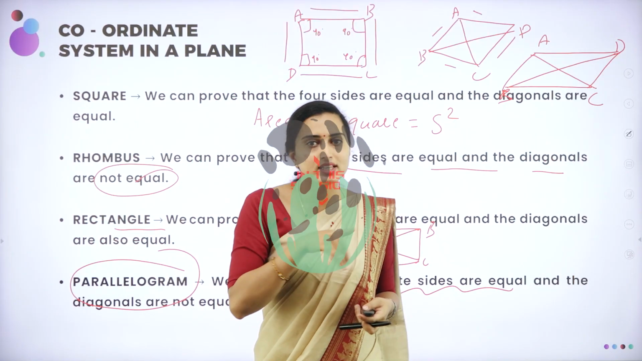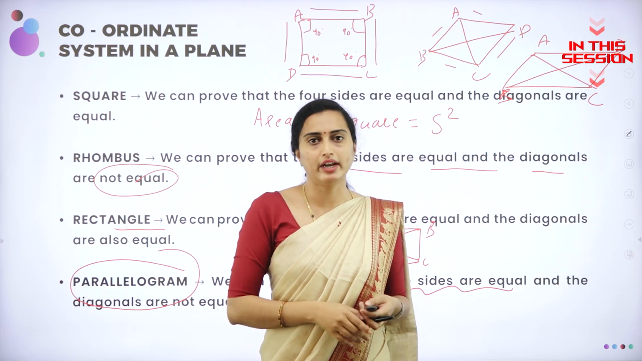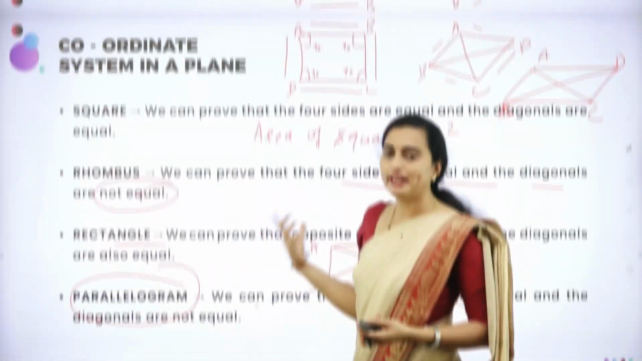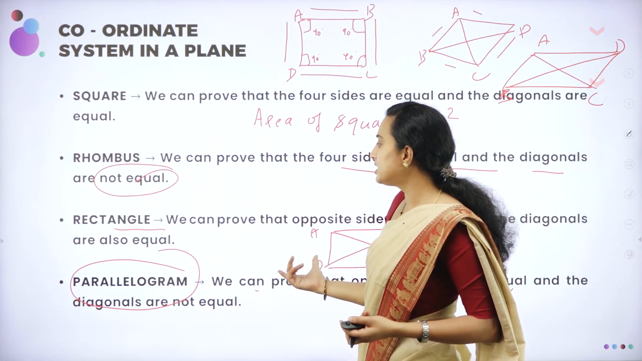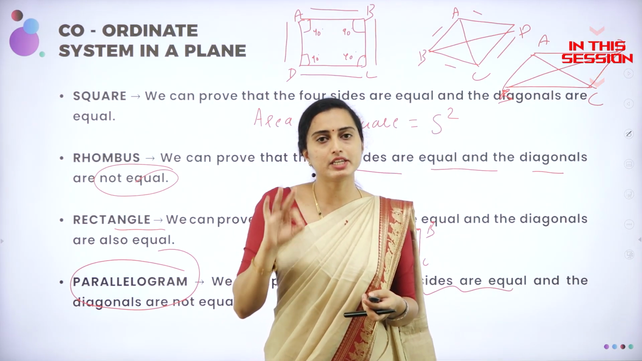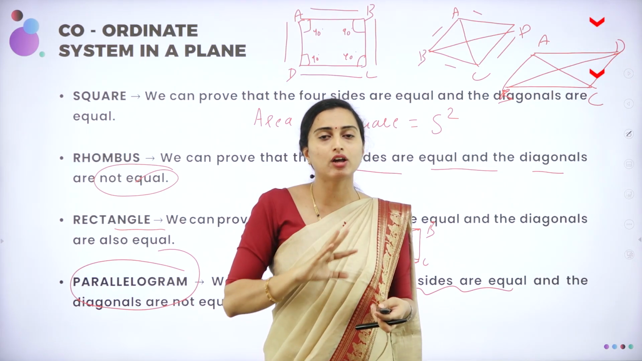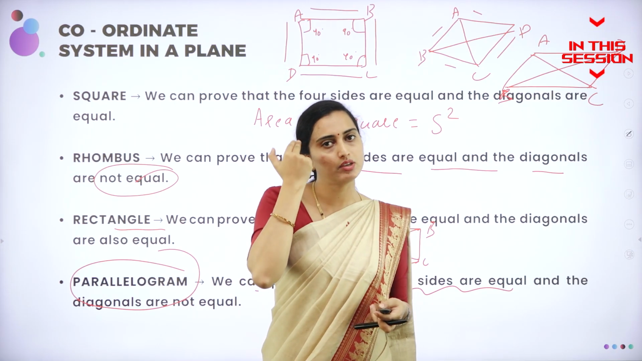Rhombus means all the sides are equal, diagonals are not equal. Square means all the sides are equal and diagonals are also equal. Rectangle means opposite sides are equal and diagonals are also equal. That is said to be a rectangle. Opposite sides are equal but diagonals are not equal means parallelogram. This you have to remember.